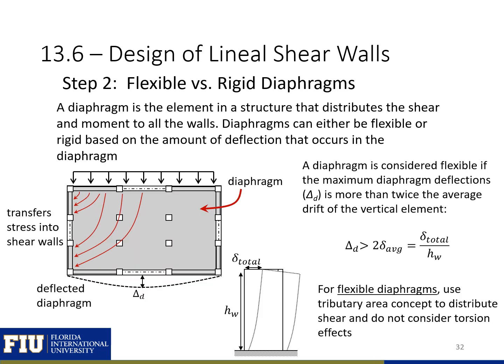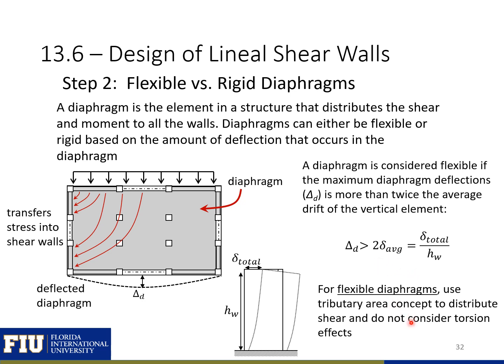Our next step is to determine what type of diaphragm we have. A diaphragm is the element in a structure that distributes the shear and the moment to all the walls. So we're distributing all of our shear from our applied load into our shear walls in that direction. We can either have a flexible or a rigid diaphragm, and this is based on the amount of deflection that occurs in the diaphragm. A diaphragm is considered flexible if the maximum diaphragm deflection, delta D, is more than twice the average drift of the vertical element.